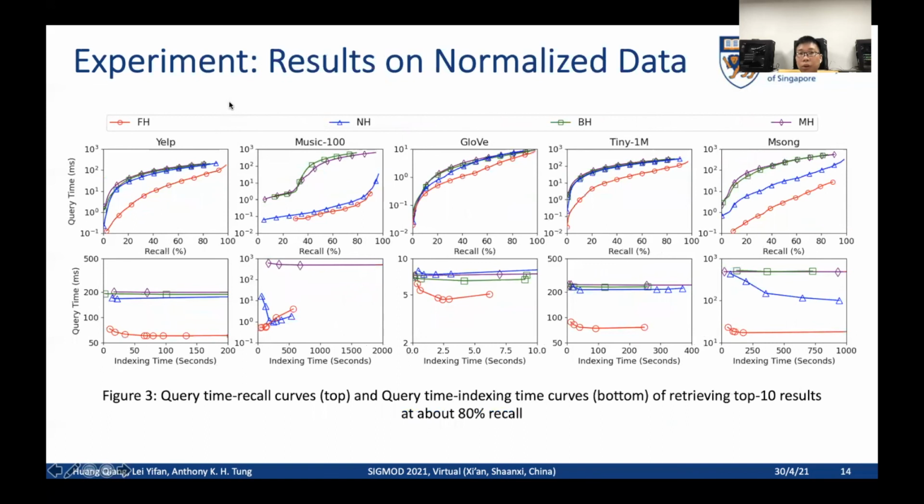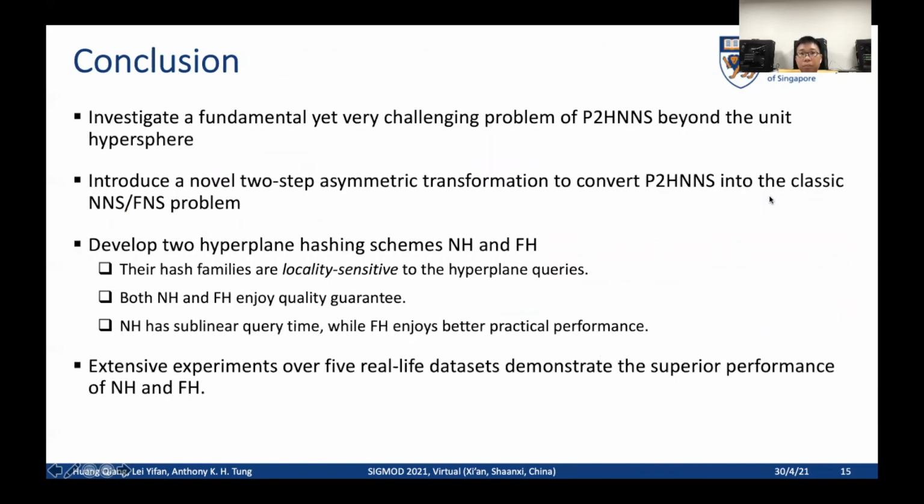Finally, in the third experiment, we also show the results on normalized data. However, as you can see, even on the normalized data, the performance of FH and NH is still better than BH and MH. For example, the curves for FH and NH are lower than the curves of BH and MH. So we can claim that the methods NH and FH we propose outperform the two state-of-the-art methods BH and MH.